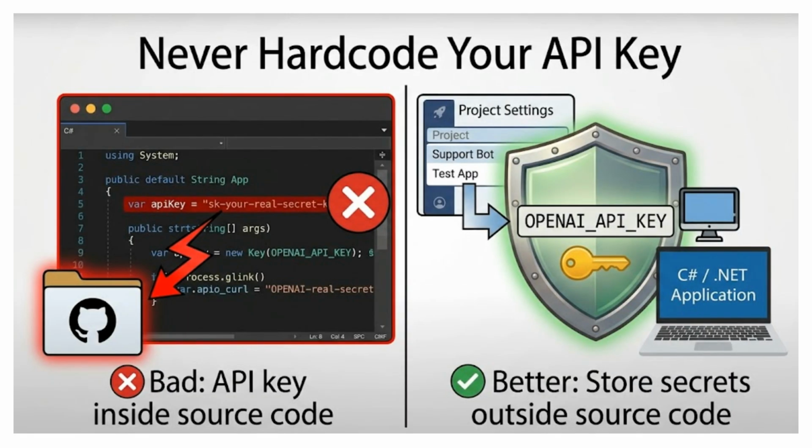Never hardcode your API key directly inside your C# source code. If you do this, the secret becomes part of your application files. And if you upload your project to GitHub, your API key could accidentally become public. Instead, keep the API key outside your source code. For example, you can store it securely using an environment variable such as OPENAI_API_KEY. Your C# or .NET application can then read the key when it runs. This keeps your secret separate from your code and makes your application much safer. So remember, never hardcode your API key. Store it securely, outside your source code.